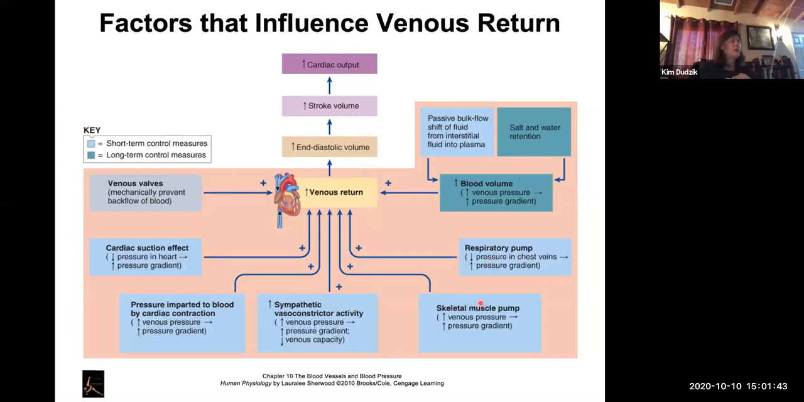Again, if you're sitting around, you're not doing much, you're not influencing venous return. So you have to move your skeletal muscles around, especially if you're sedentary. Just wiggling your ankles around will help a lot. We have sympathetic nerve control. We can vasoconstrict. That'll increase pressure, increasing the pressure gradient, which makes more venous return, which means there's less venous capacity. Again, how much blood is just being held in the veins.